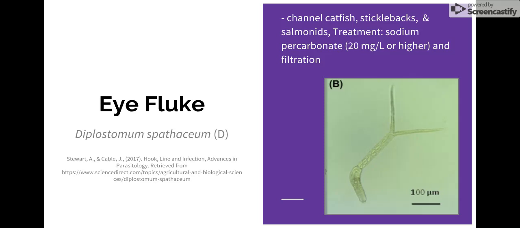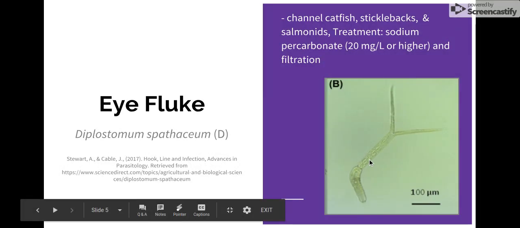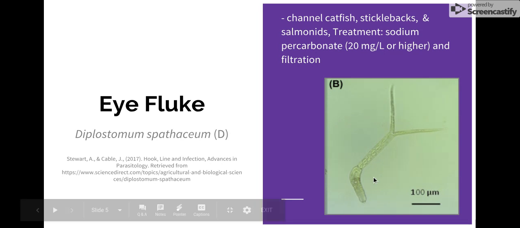You can treat them with sodium percarbonate at 20 milligrams per liter or higher, and filtration. So the filtration, if like in your pond you filter out, it catches the big ones, and then the sodium percarbonate kills the smaller larvae. This is a great image of it, with its very distinctive two, like, I want to call them flagella, that whip around and help it move.